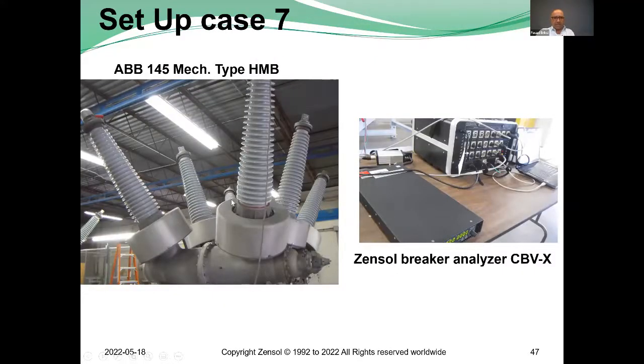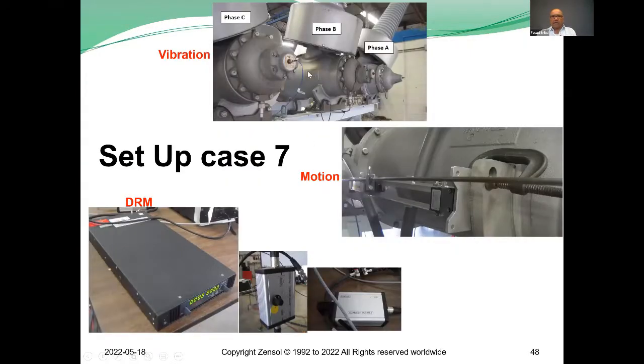So this is typically how everything was connected, and it was an HPL, I think 245. Here is how we installed the vibration sensor. This is for the DRM. This is the voltage, the current, and the motion at the same time.